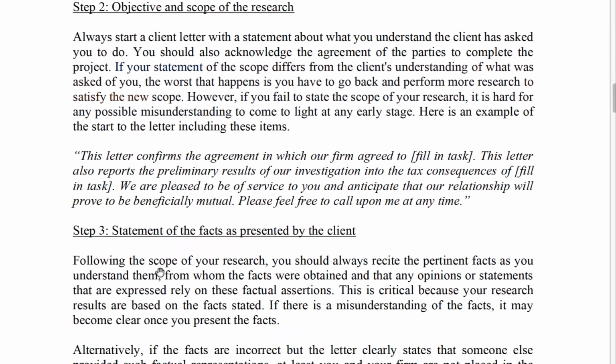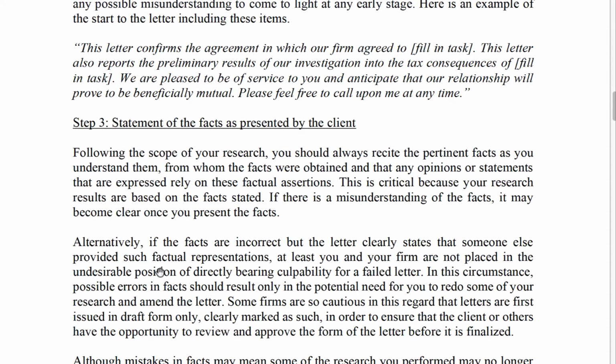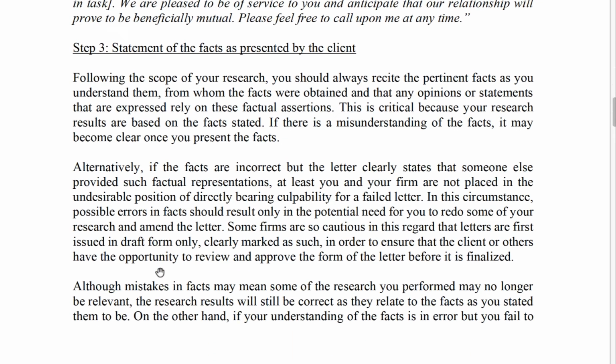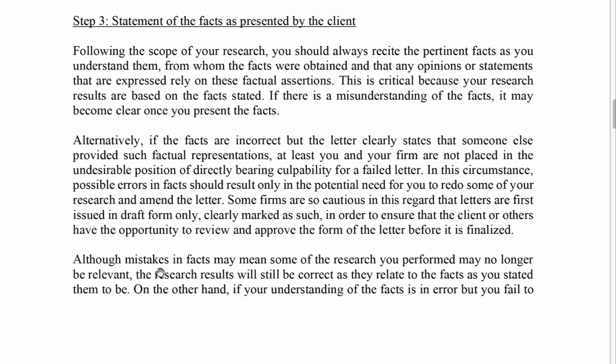Step 3, statement of facts as presented by clients. So you want to basically go through and take as much space as you need. You want to hash out the facts, the material facts. The client gives you pages and pages of facts, and they're only asking about a certain transaction. Let's say there's 3 pages of facts, and only half a page of the facts actually matter to the transaction. Put just that half a page.